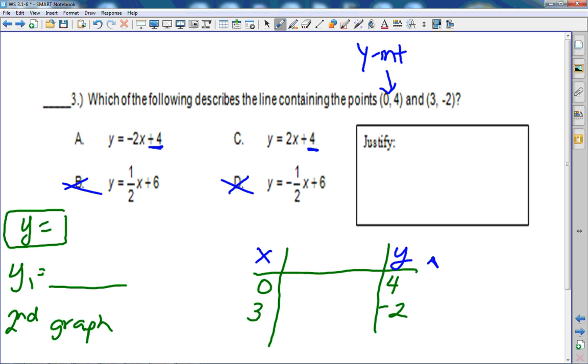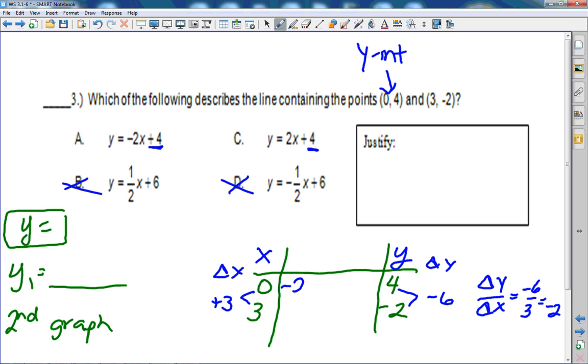See, here I've got delta y, the change in y, minus 6, delta x, plus 3. Delta y over delta x, negative 6 over 3 is negative 2. Well, if I take negative 2 times 0, negative 2 times 0 is 0, plus 4. Here's my equation. You should have gotten A.